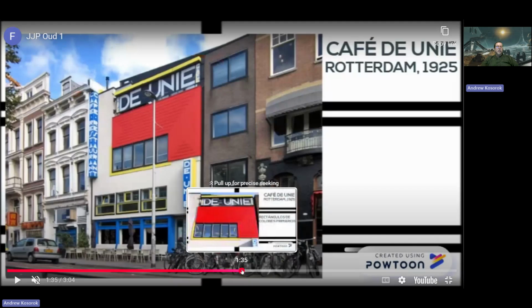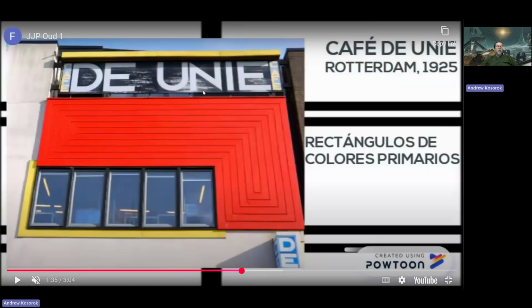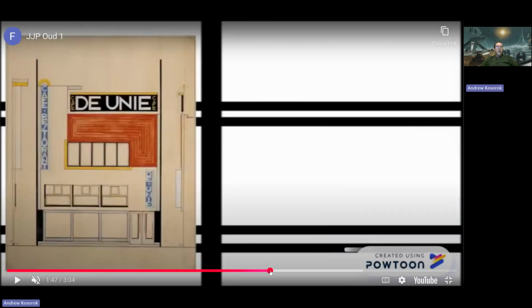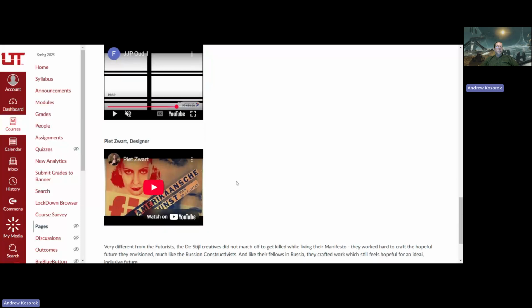Yeah, look at this. I mean, that looks like a Piet Mondrian painting almost, doesn't it? I think that's really interesting. Oud really enjoyed working with the style quite a bit. And it's very much an expression of fundamental universal geometries. And I think that's really fascinating.